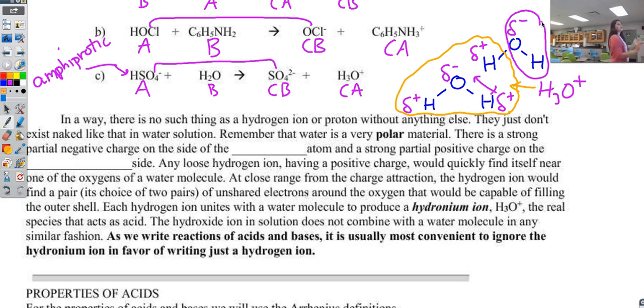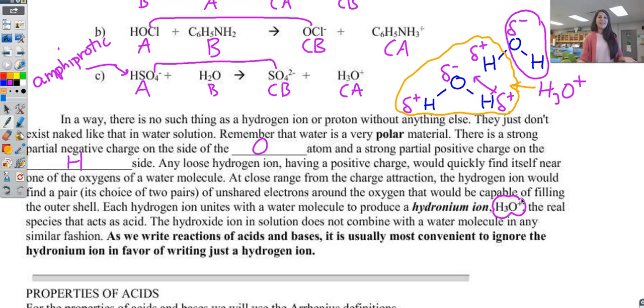Okay. So it says there's a strong partial negative charge on the side of the oxygen atom, and then there's a strong partial positive charge on the side of the hydrogen. Any loose hydrogen ion having a positive charge would quickly find itself near one of the oxygens of a water molecule. It says at close range from the charge attraction, the hydrogen ion is going to find a pair of unshared electrons, and that's going to be capable of filling that outer shell that it has. We're going to produce our hydronium ion. There it is right there.